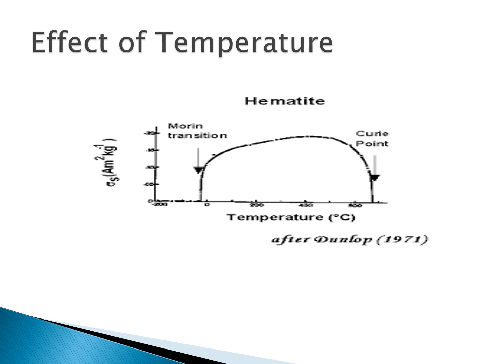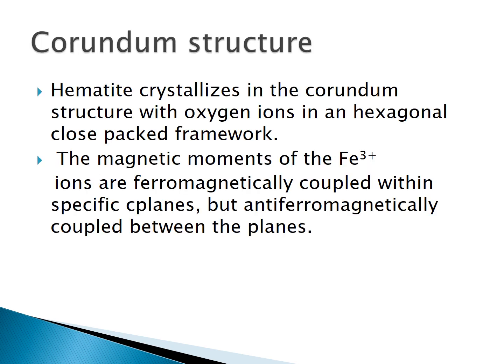Effect of temperature. It is also a graph which shows the relation with temperature. In this graph, on the x-axis we take temperature, and on the y-axis a quantity delta S in units of A m squared per kilogram, the saturation magnetization at room temperature. It also shows that as the temperature increases, the magnetization also increases, but after the Curie temperature it will go down and the magnetic behavior will become paramagnetic.